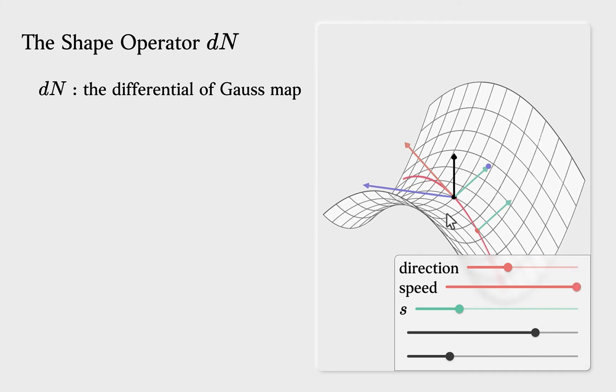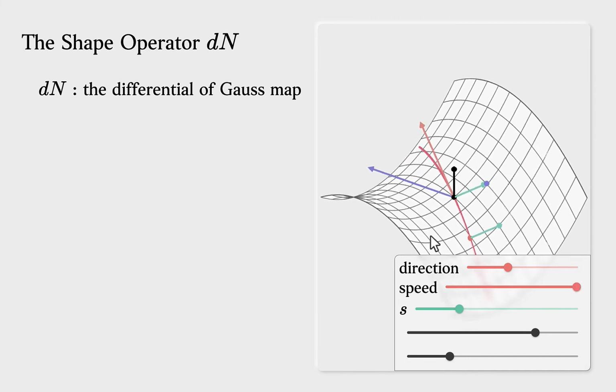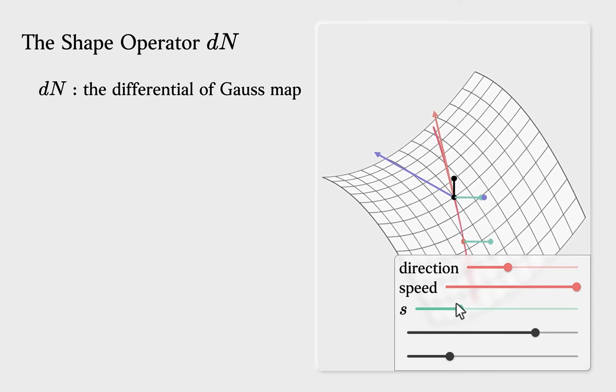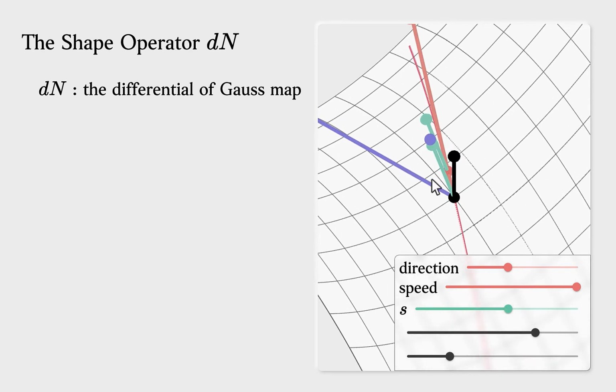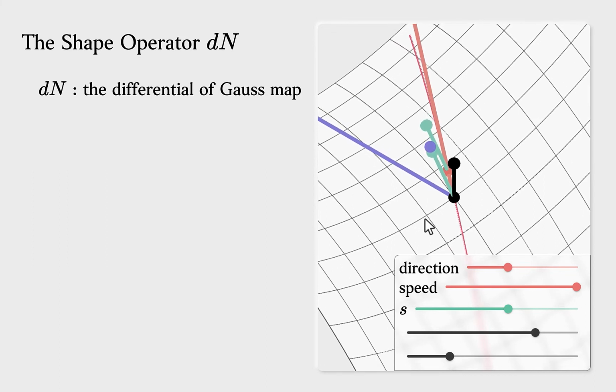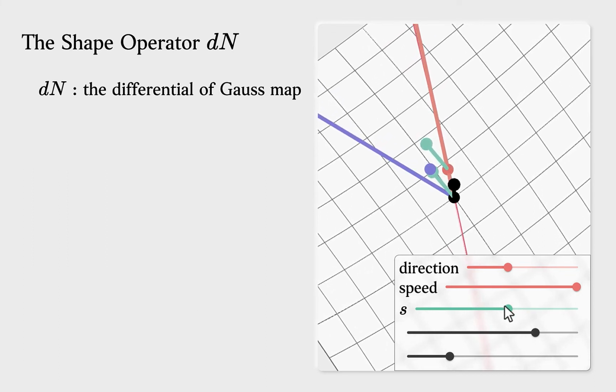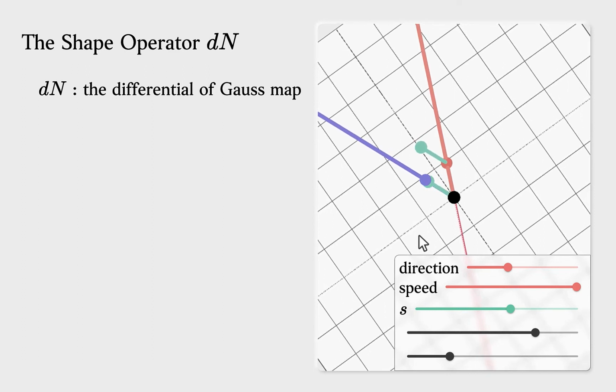We can look at it from another angle. The point is passing the point P, and we focus on this purple point, and we can see that it's indeed moving in the direction of this purple vector.